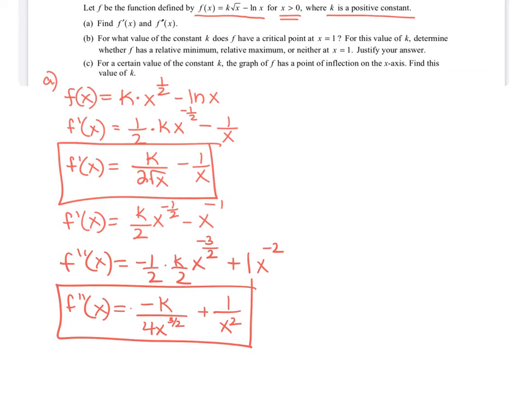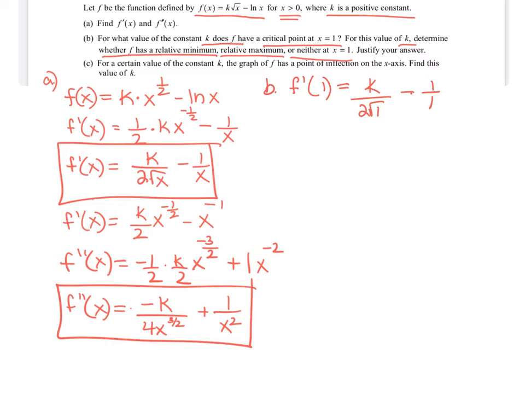Okay, so now for part B, it says, for what value of the constant k does f have a critical point at x equals 1? For this value of k, determine whether f has a relative min, relative max, or neither. Justify your answer. So what I'm going to first do is plug in 1 for x into my first derivative. And that gives us k over 2 square root of 1 minus 1 over 1.